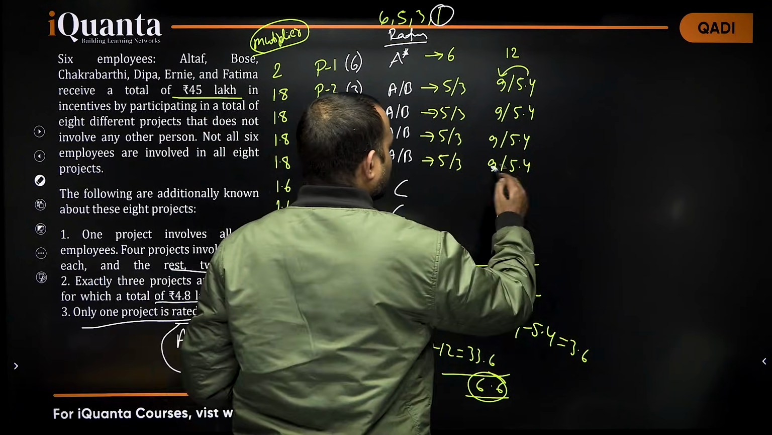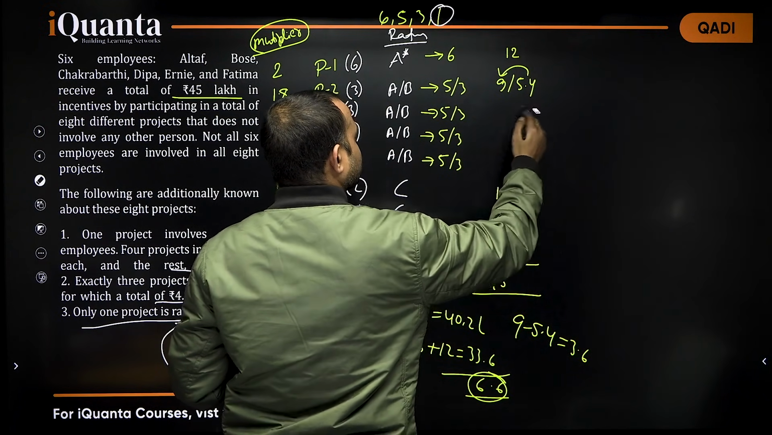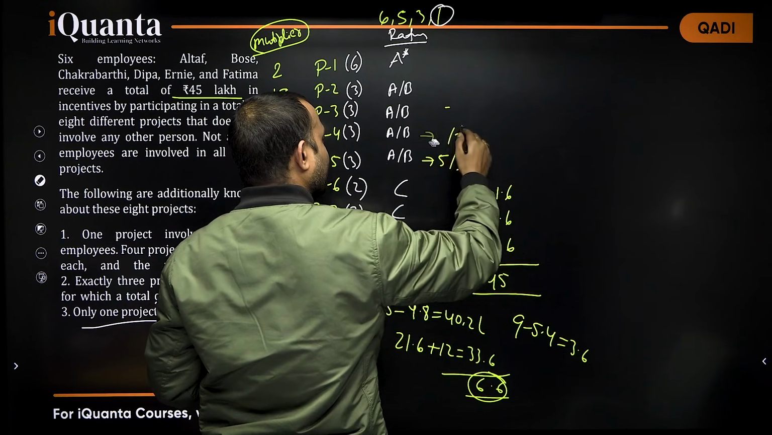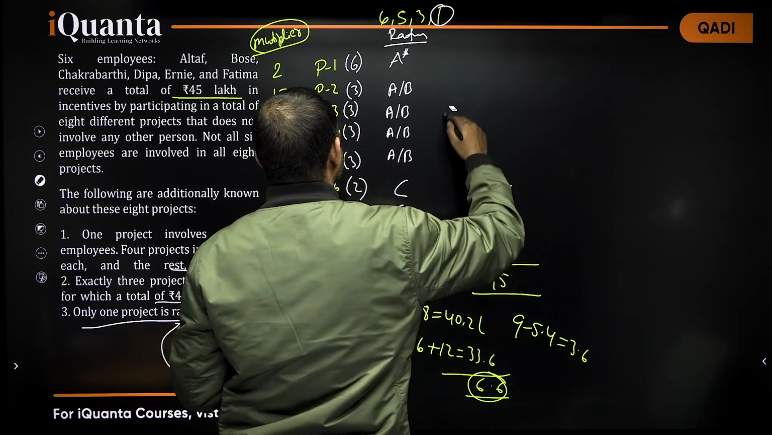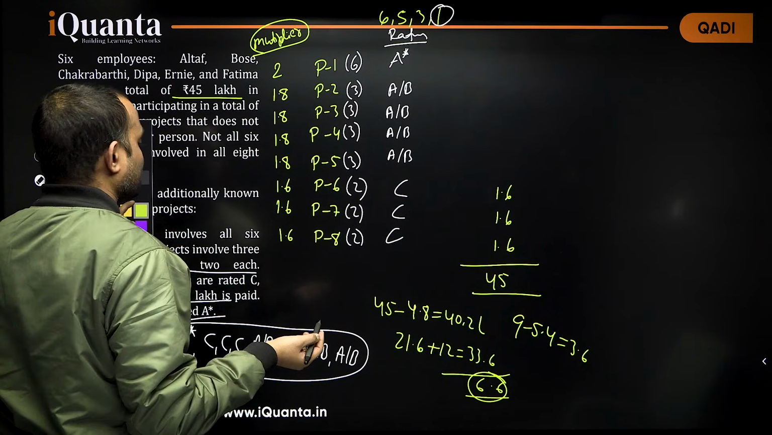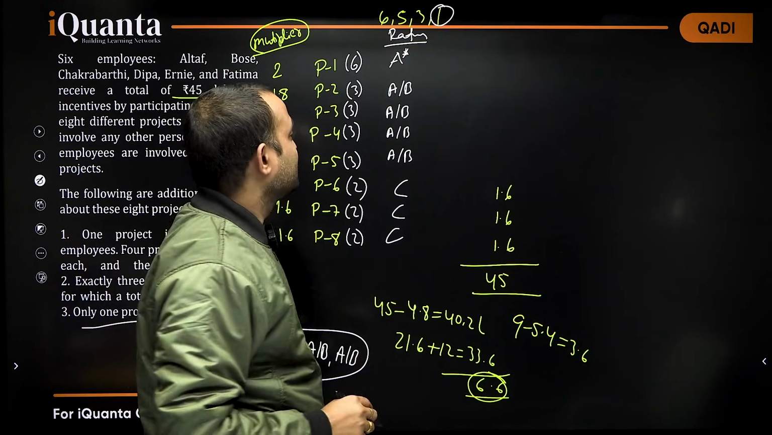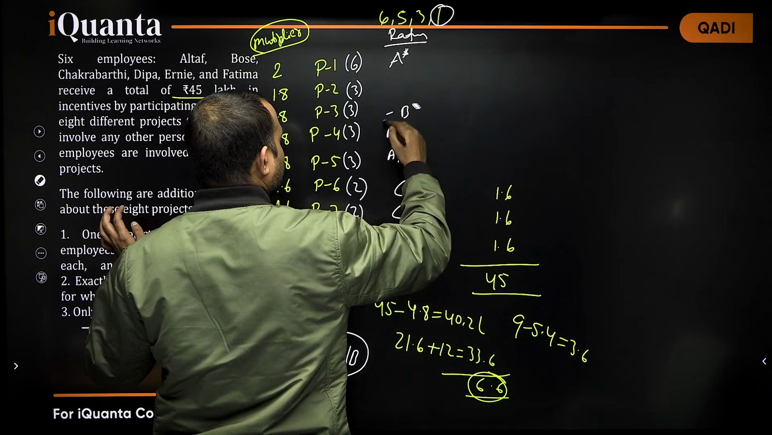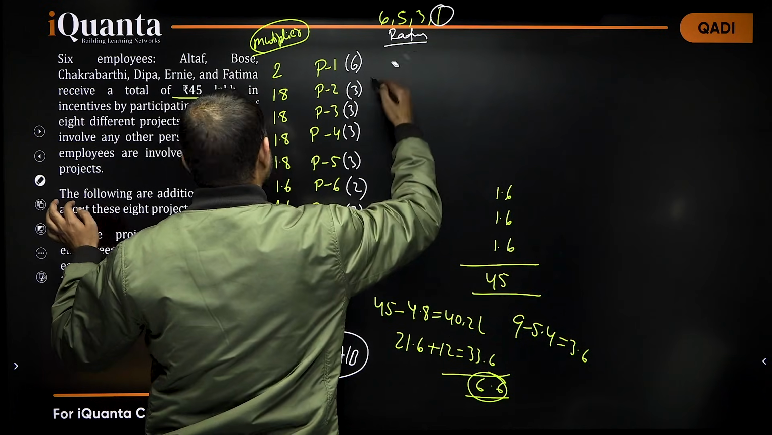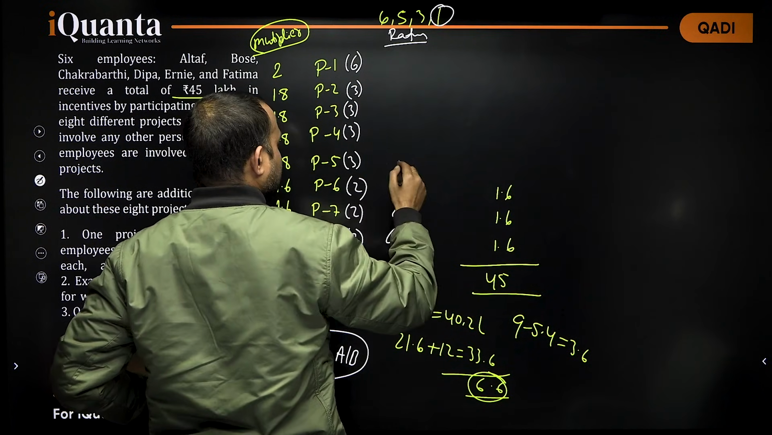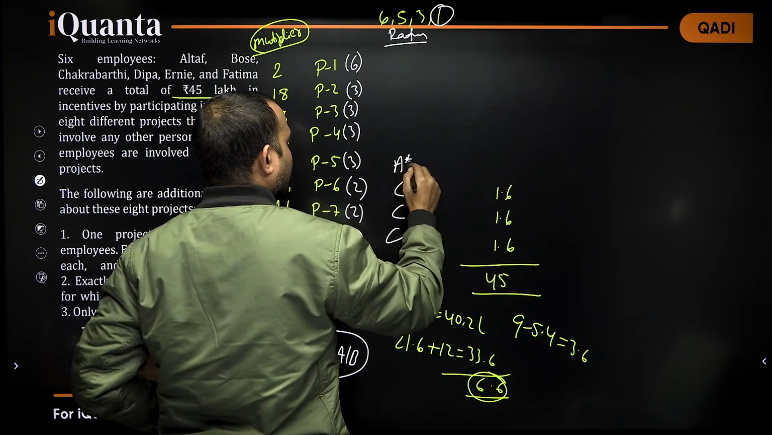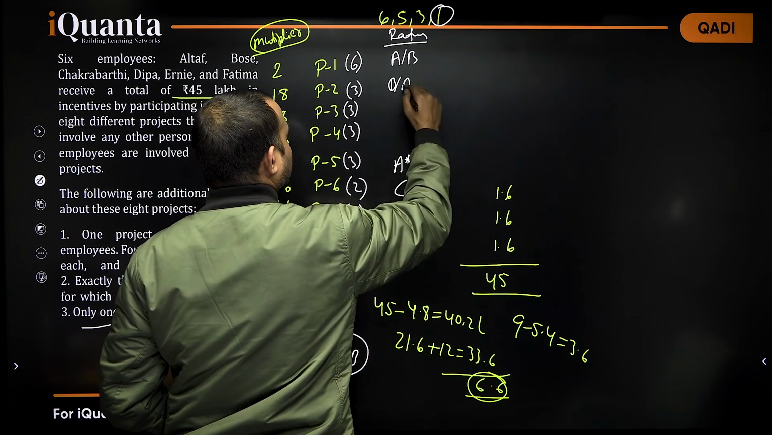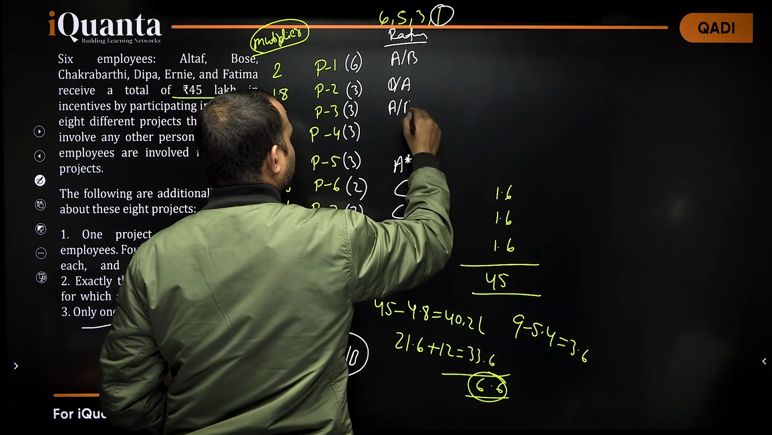So let's forget about this, because if you take this combination, it can never be 50, sorry, it can never be total 45 lakhs. So one of these is A star and the rest of them are A or B. Now it does not matter whichever of these is A star, right? Rest of them could be A, B, B, A, B.